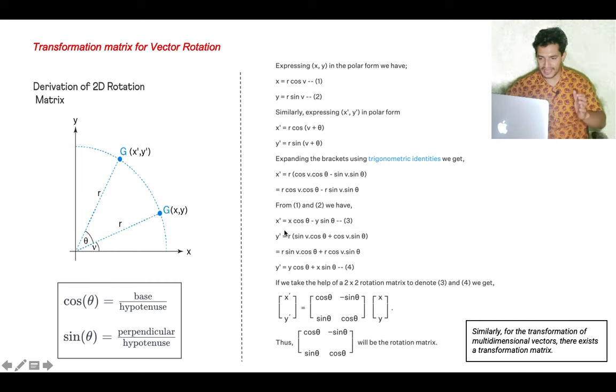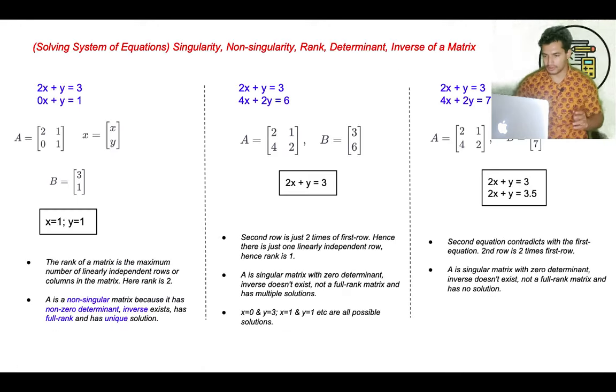Now we know we want to transform x to x dash, and that is possible if we are able to do some multiplication and get this, and for y if we can do some multiplication and get this. So if we can get that by multiplying by this matrix, x will become x cos theta minus y sin theta, which is what we wanted. And similarly, y will become x sin theta plus y cos theta, exactly. So that is how this is the transformation matrix to rotate the vector by theta degrees. Similarly, the transformation also exists in higher dimensions, if the vector is of 3 dimensions, 4 dimensions, and so on.